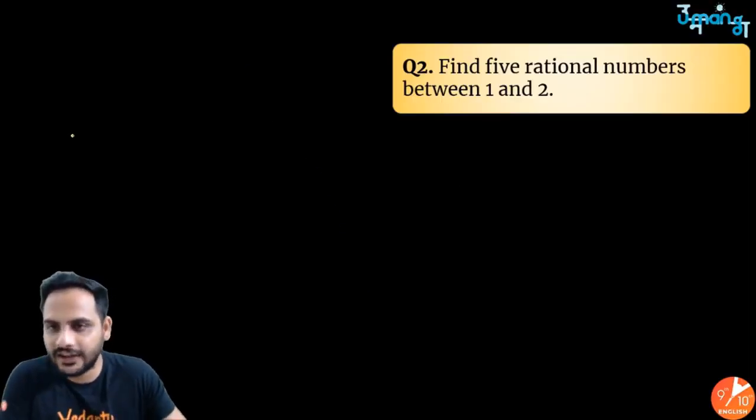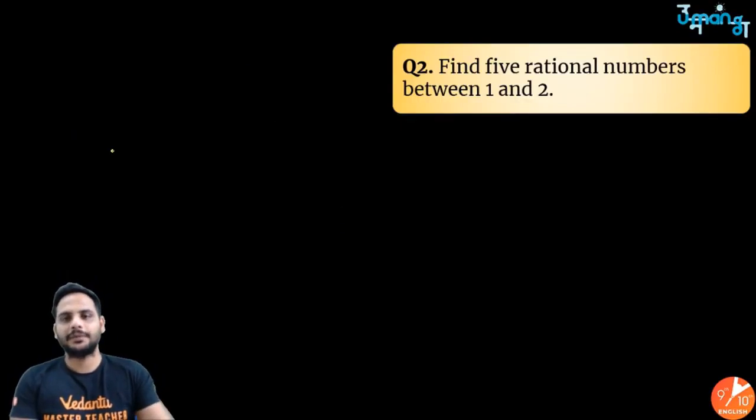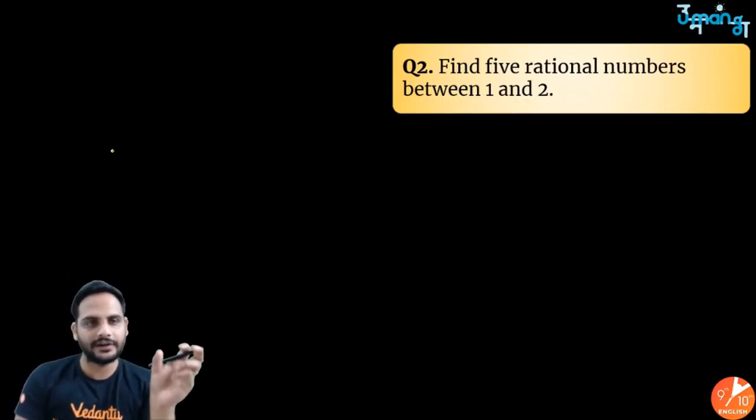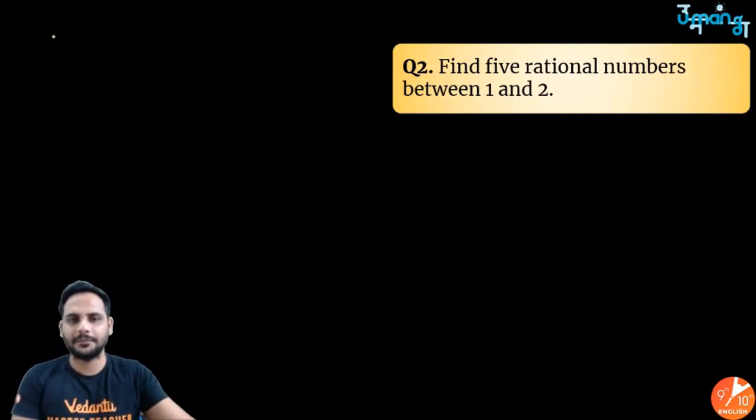Find 5 rational numbers between 1 and 2. Dekho, one method is, first find out one number. This method is very lengthy. One number between 1 and 2 is (1 plus 2) divided by 2, that is 3 by 2. Right? So you got to know that between 1 and 2 there exists 3 by 2.